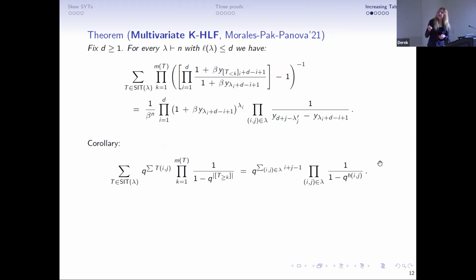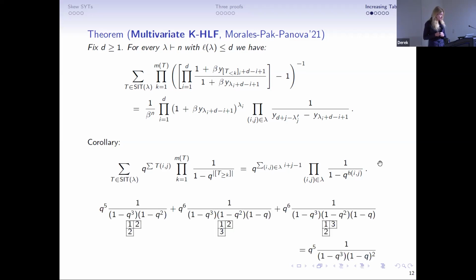And then on the other hand, we just have the product of hook lengths, 1 over 1 minus q to the hook lengths. So this one we can prove combinatorially without using all the hairy formulas. Here is an example of how it works in practice for this shape, the shape 2-1.